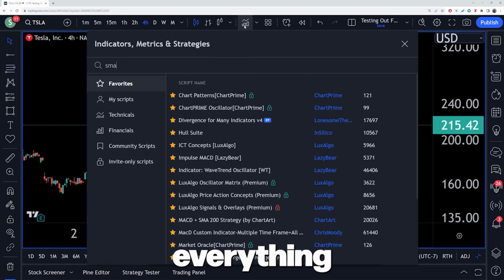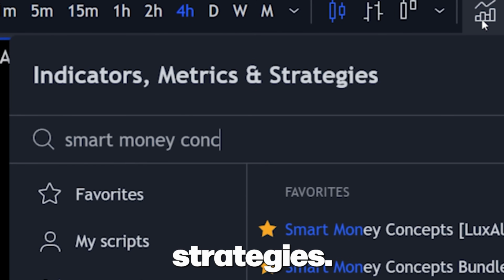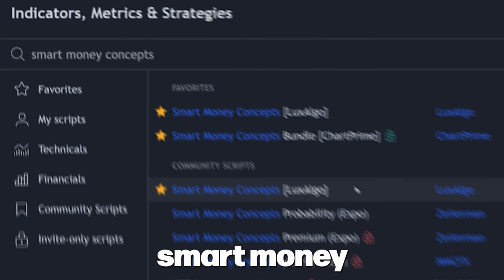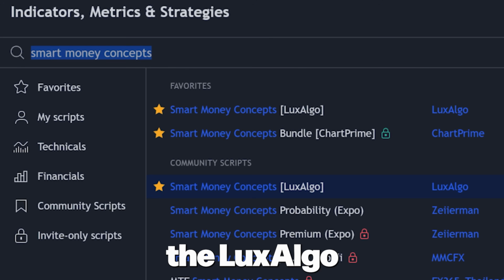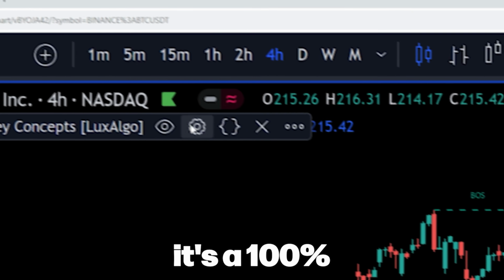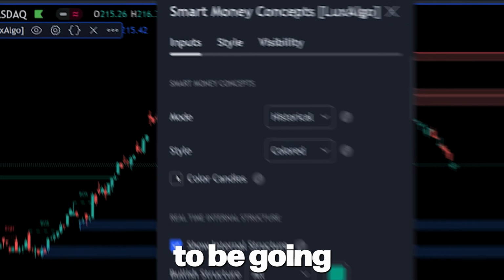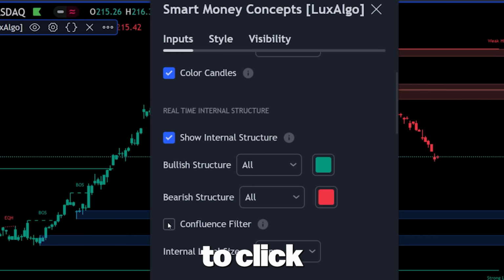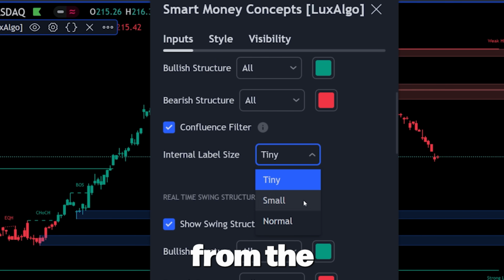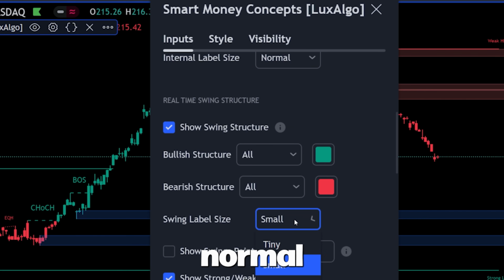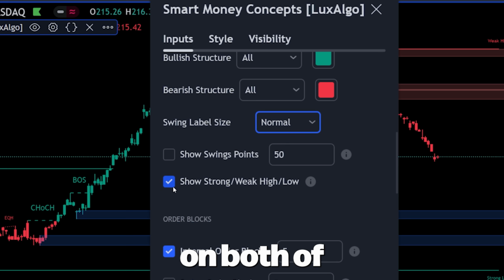Now let's set everything up. First, go to indicators, metrics, and strategies, and type in smart money concepts. You're going to be looking for the Lux Algo version because it's 100% free. Next, go over to the settings and click on the color candles, and turn on the confluence filter and go from tiny to normal for the label size on both of them.